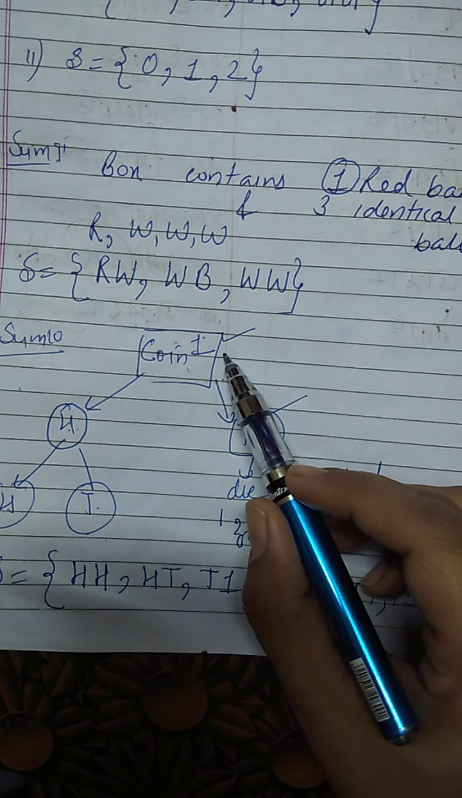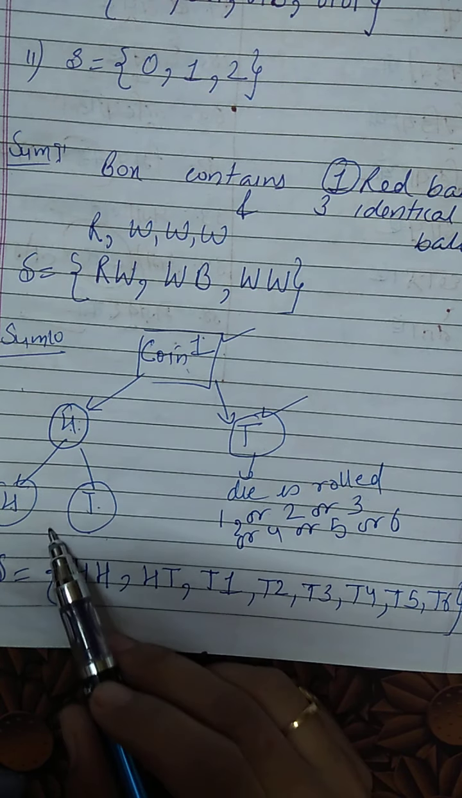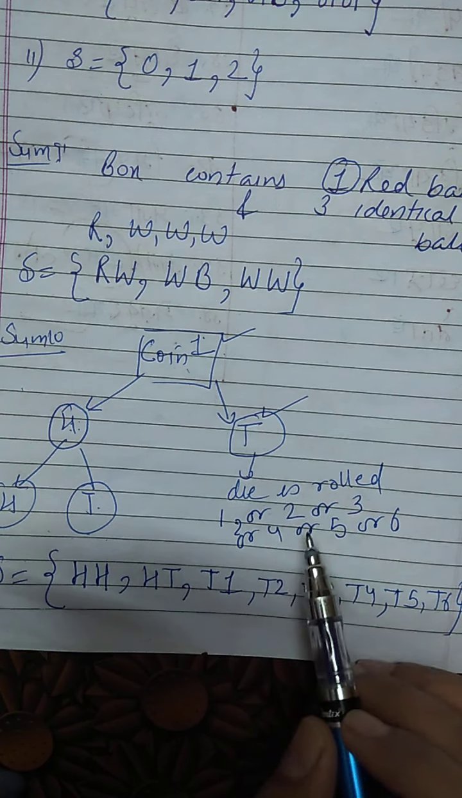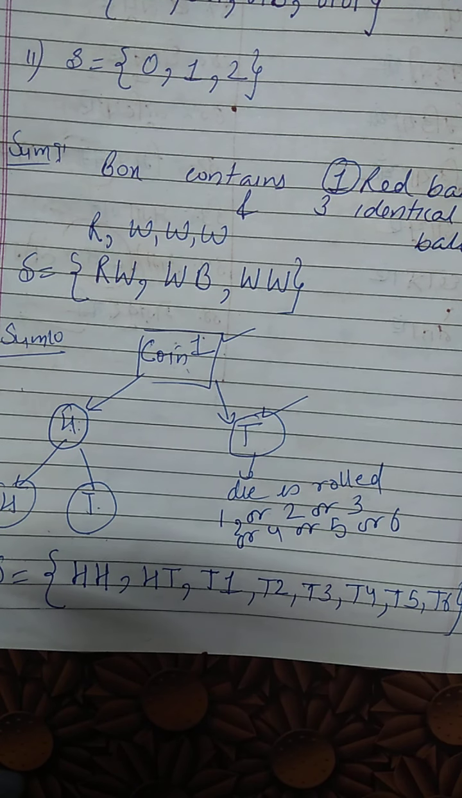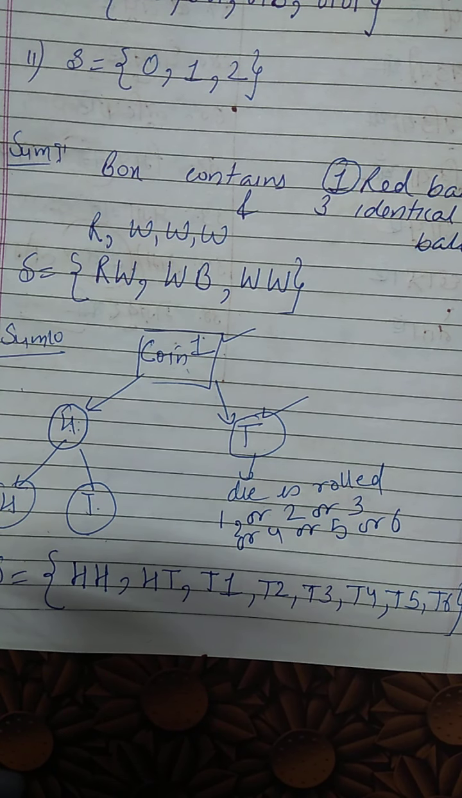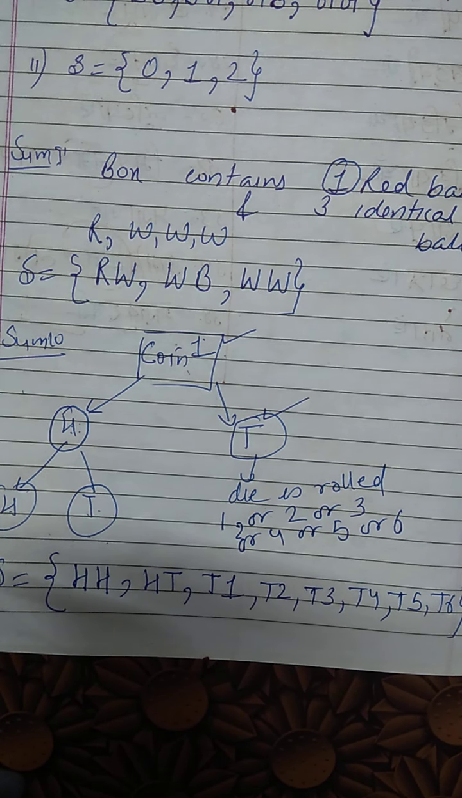When the first coin is tossed, on head the coin is tossed again. When tail is coming, a die is rolled. Okay, this is our sum number 10. Right, now sum number 11.